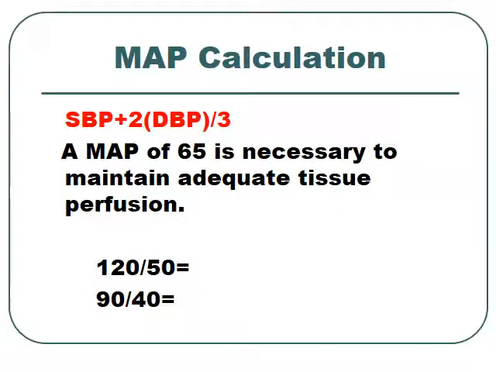We need to know how to calculate our mean arterial pressure, and this is the calculation that you guys need to memorize, and that is our systolic blood pressure plus 2 times our diastolic blood pressure divided by 3. Okay, we need a mean arterial pressure of at least 65. That's what we need to make sure that our organs and our tissues are getting what they need.